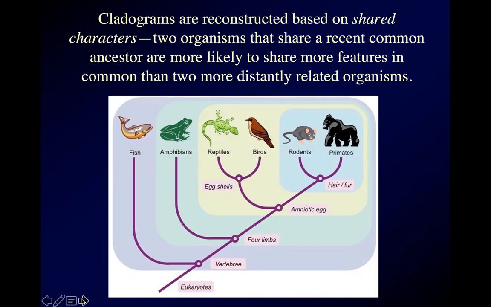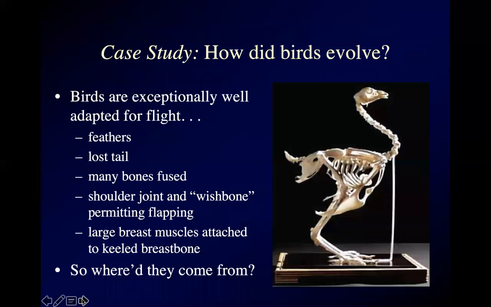There are cases where this doesn't work. There are cases where we have to break out some pretty gnarly statistics to work with this, but this is fundamentally how we do it. We look for shared characters. I'll give you another case study on birds. And again, I'm not going to hold you responsible for memorizing details of bird anatomy, but I want you to see how the general principle works.